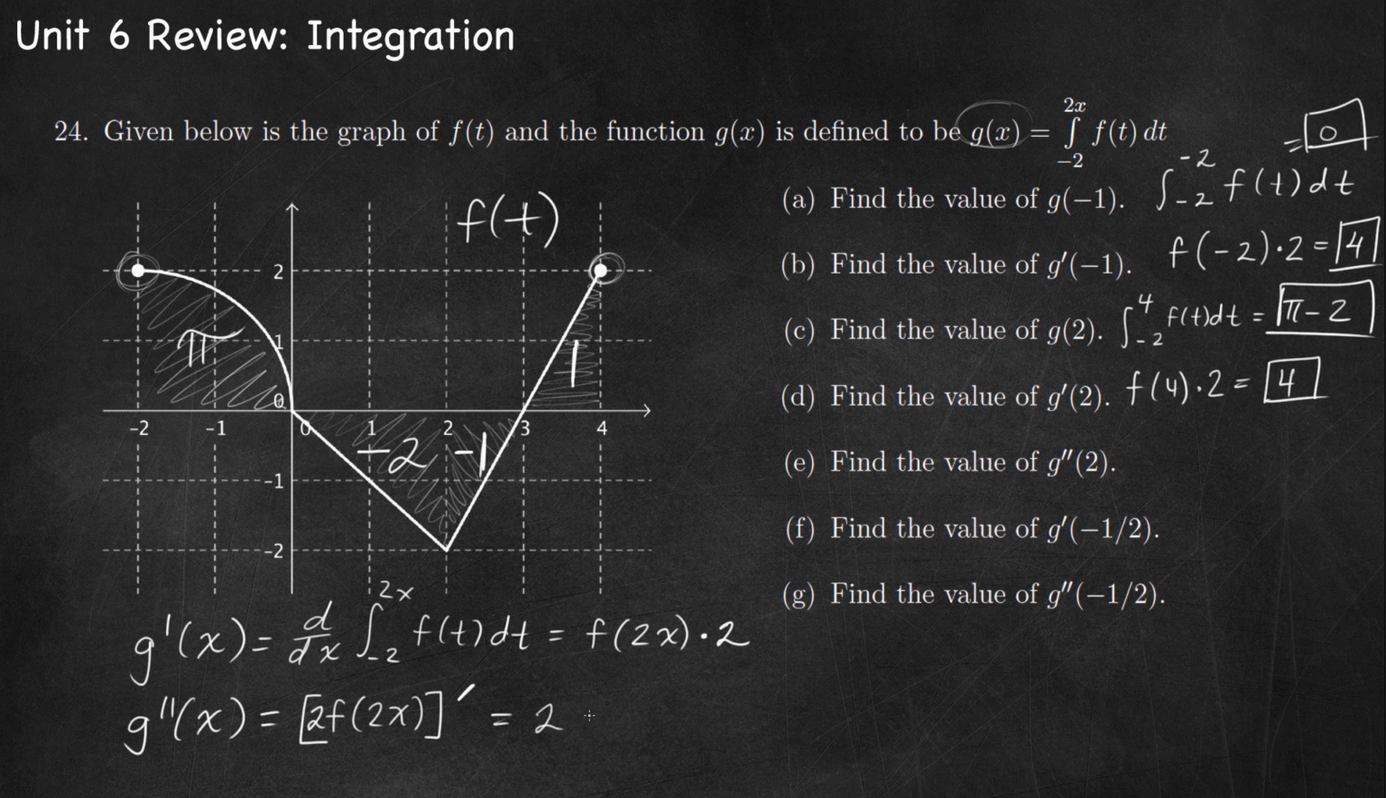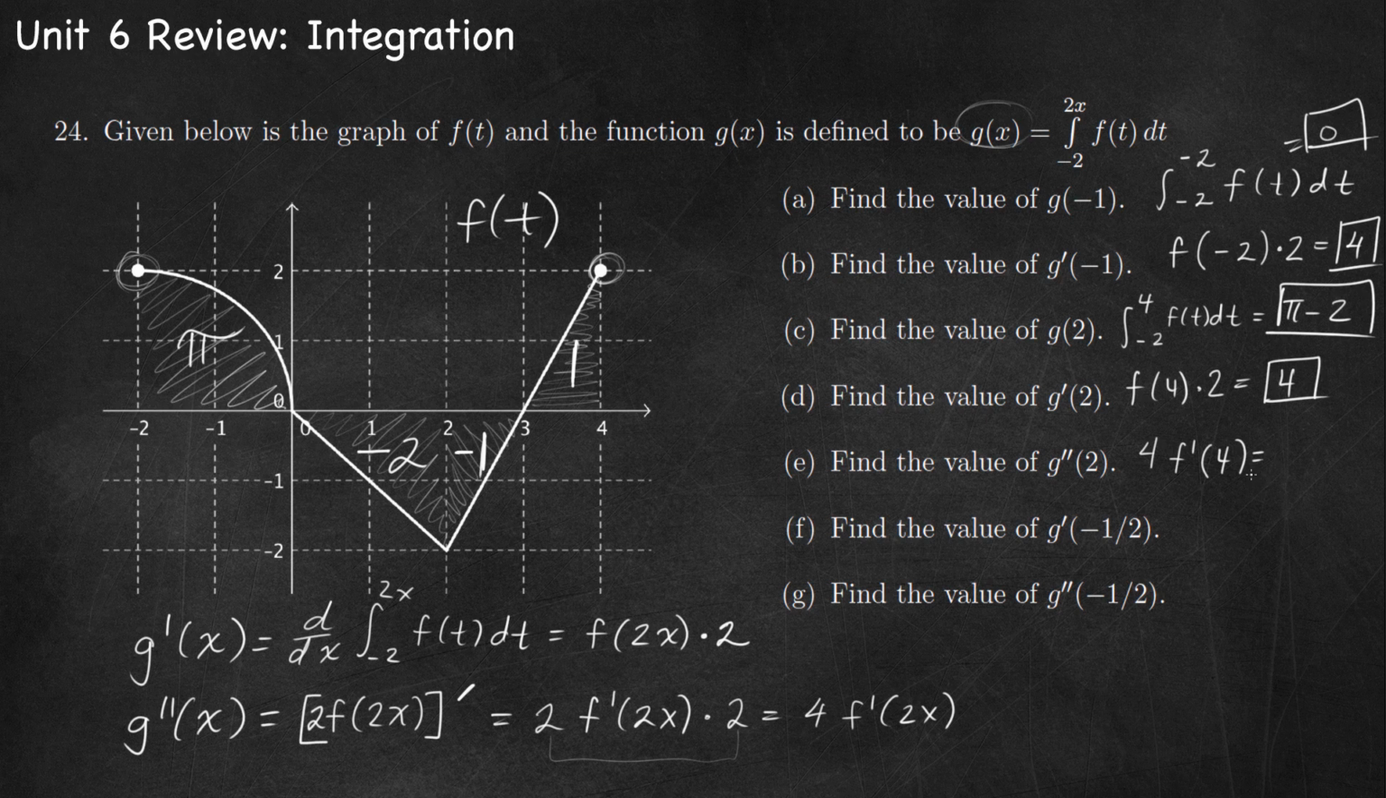The derivative of f of 2x, that's f of stuff, use the chain rule. It's f prime of 2x times the derivative of 2x, which is 2. Or we can multiply the outside 2's together and get 4f prime of 2x. So if I want g double prime of 2, now it's going to be 4 times f prime of 2 times 2. So 4f prime of 4.